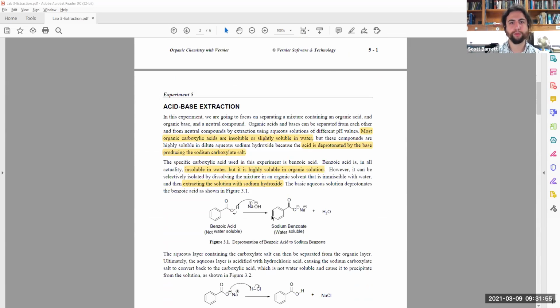So going forward, we're going to be understanding the conceptual difference between acids and bases, and you can review the pH chart in order to understand the difference between acid, which is a low number, and base, which is a high number. They vary on a scale from 1 to 14. So as I say here, most organic carboxylic acids are insoluble or only slightly soluble in water, meaning that if you tried tossing that into water, it most likely would not dissolve entirely.